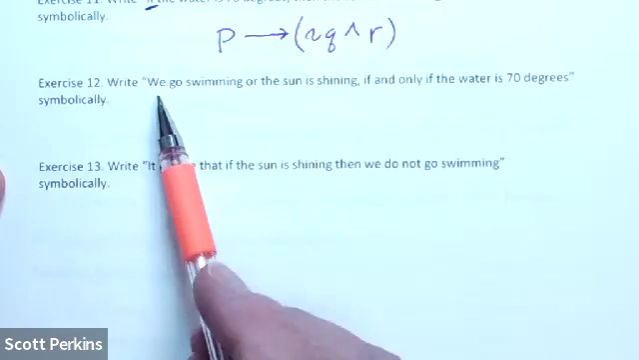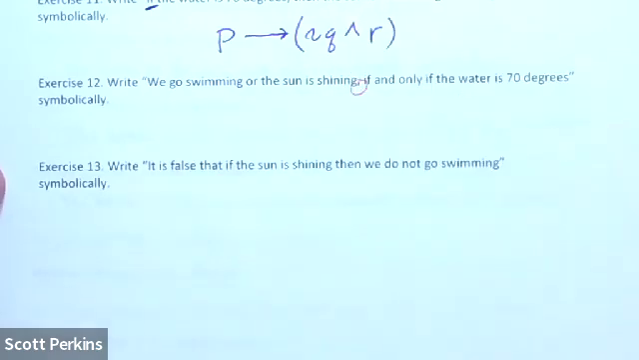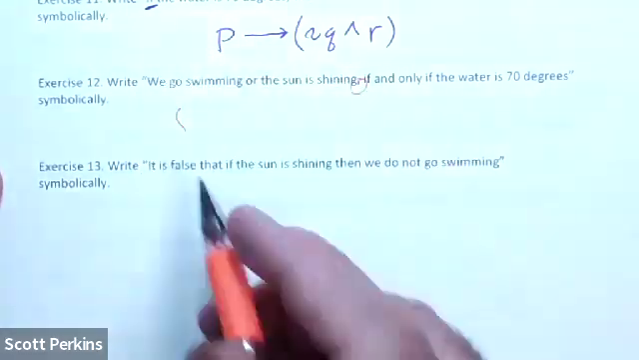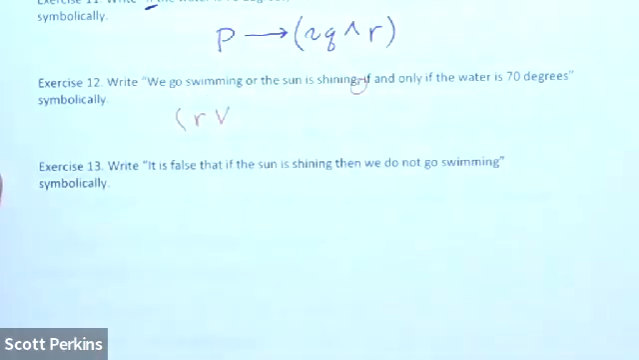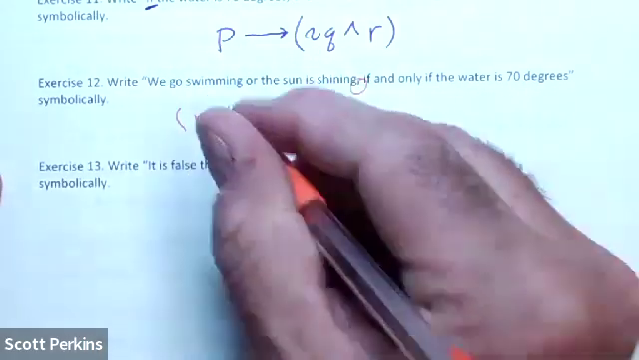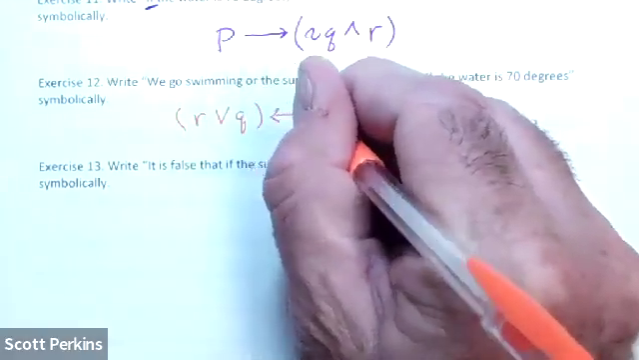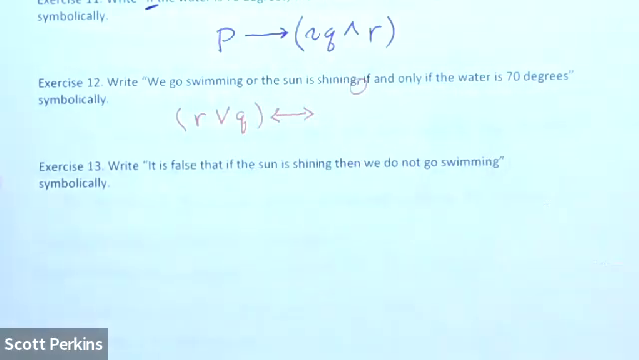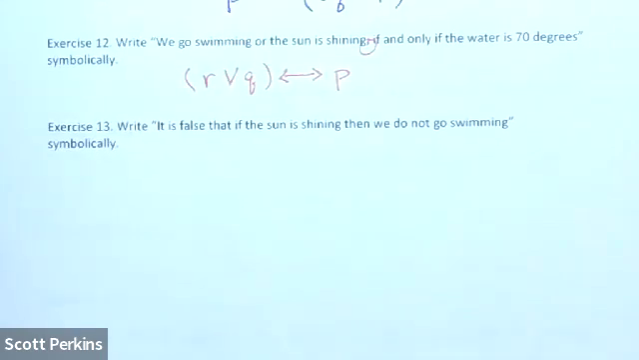All right, reading this, it says we go swimming or the sun is shining. Then there's a comma right there. How many statements are to the left of the comma? Two. Yes, I'm going to use some parentheses. We go swimming is R, or, that is the disjunction. The sun is shining, that's Q. Those two things go together because they are on the same side of the comma. Then I have "if and only if," that's my biconditional, so a double arrow. The water is 70 degrees, so that's P. All right, one more. Last problem of the day.